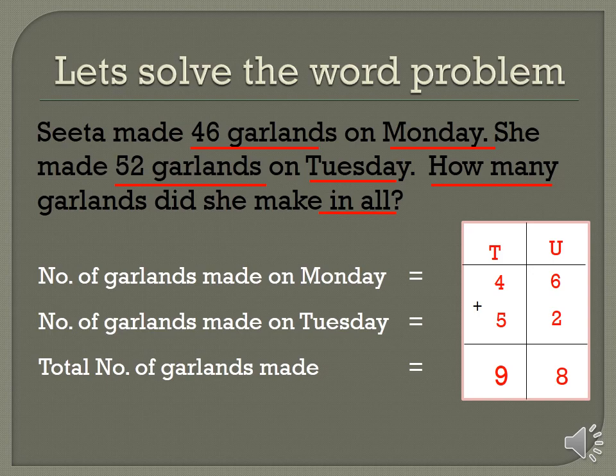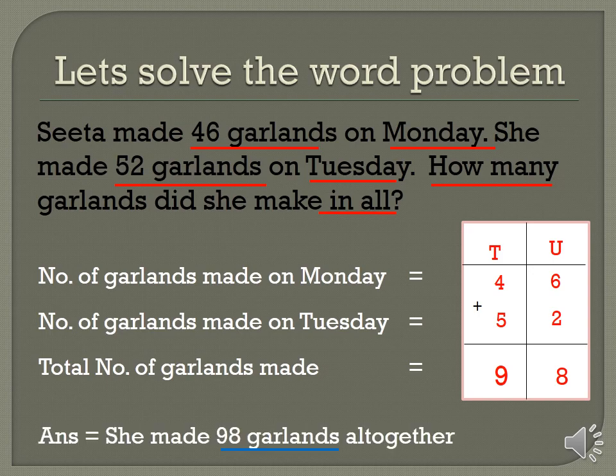And the last step in solving the word problem is writing the answer. So how many garlands did she make in all? She made 98 garlands all together. That is the answer. So children, in this way, solving the word problem will be very easy by using the rules that are discussed earlier. So children, do solve different sums and practice word problems.